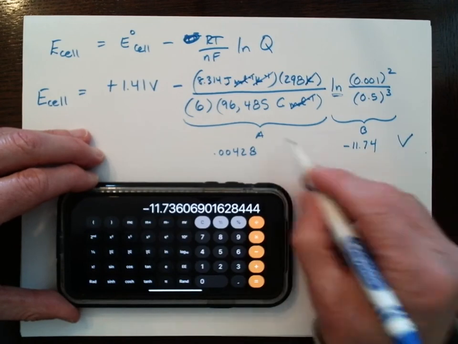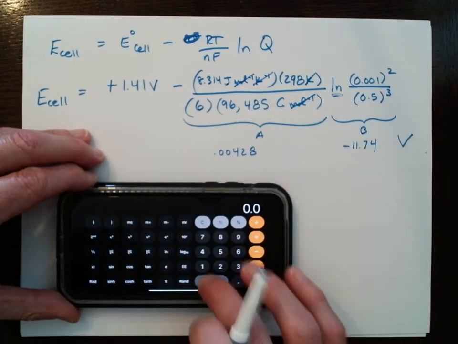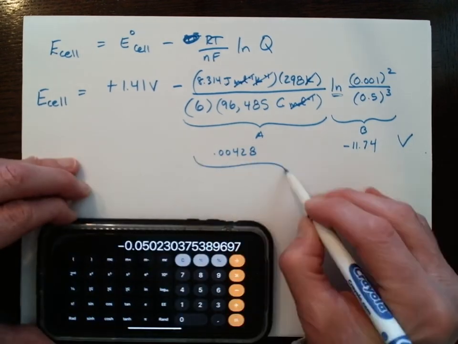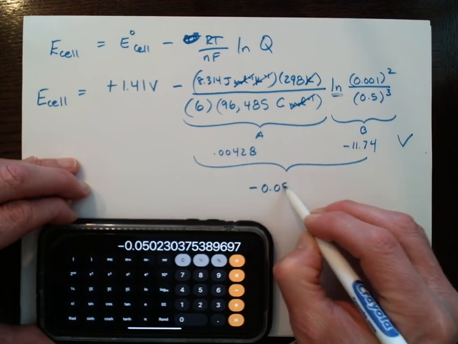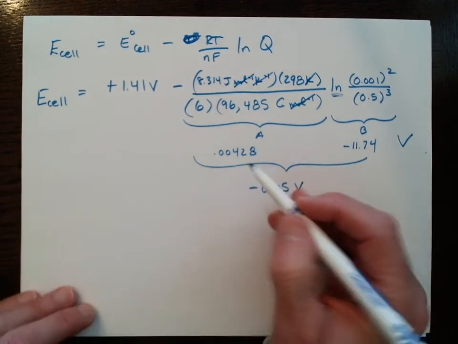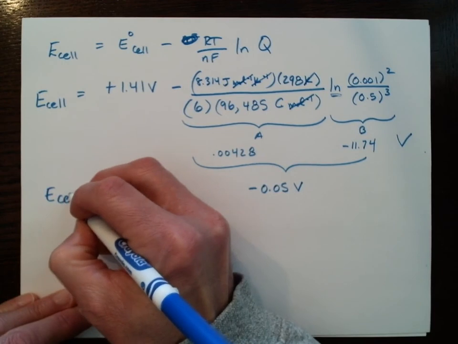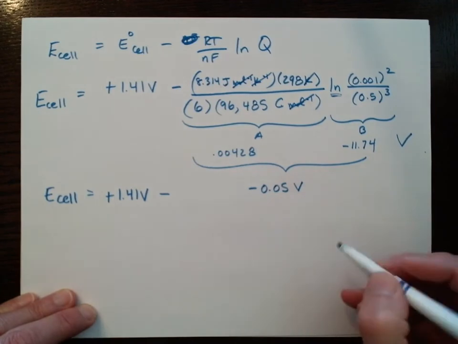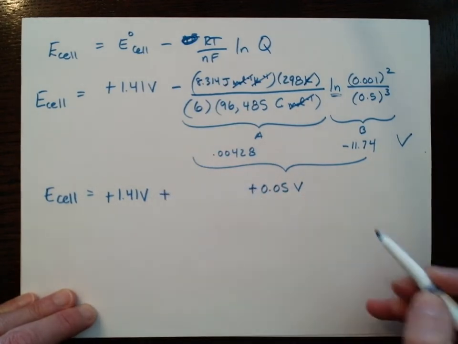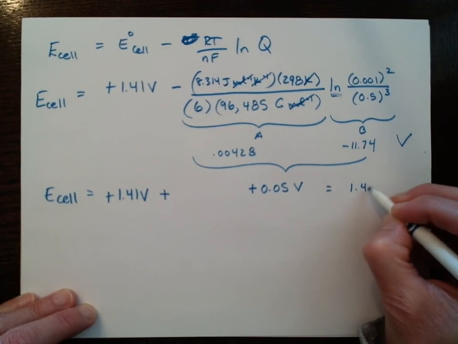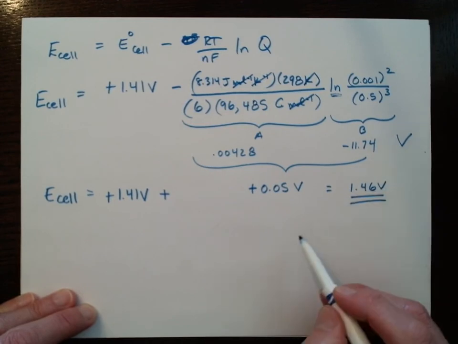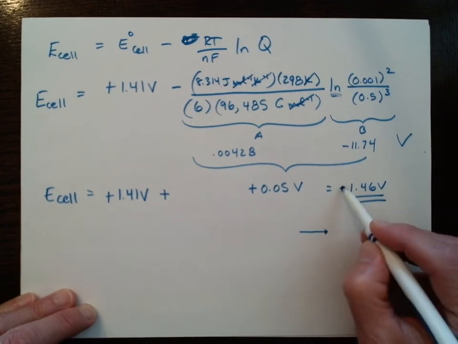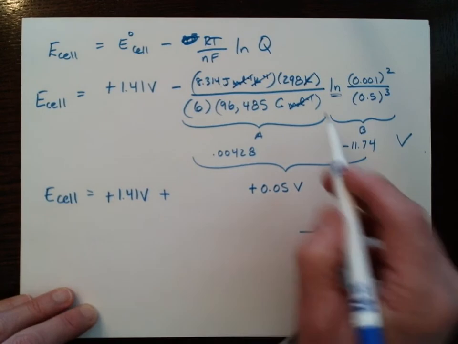Multiply that by, I've got to multiply A and B, 0.00428. And all this together, it's going to be a negative 0.05 volts. Woo! Okay, so my cell potential is going to be positive 1.41 volts minus a negative 0.05 volts, so that means I'm going to end up adding it, which is going to be 1.46 volts. And it looks like our reaction got pushed in this direction just a little bit. It's a little bit more spontaneous than under standard conditions.